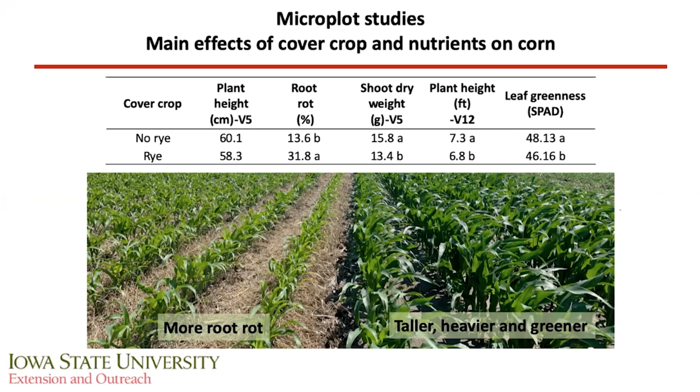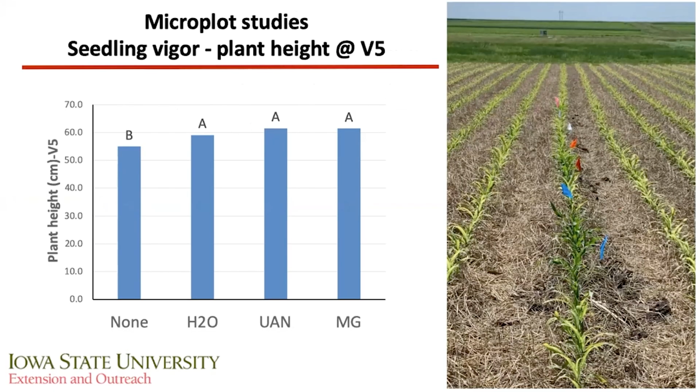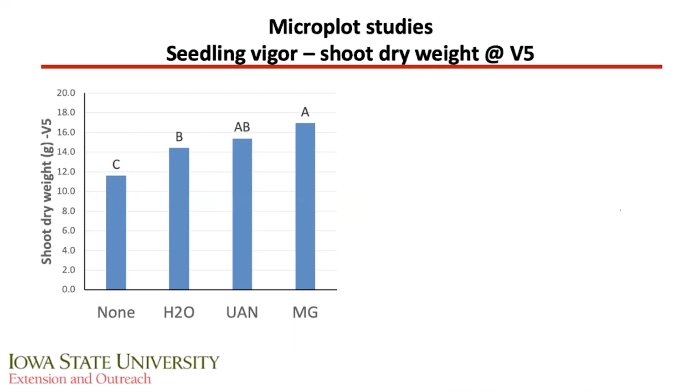Now, when we go in and we look at how those treatments affected the growth of the corn, this is a picture of the plots from this year, and I think that you'll agree that there's some striking differences there. You can see that the plants are greener and taller in some of those microplots. And then the data that I'm showing is from 2019. But what you see is that, first of all, in the plots that receive water or UAN or Miracle Grow, the plants were taller. The plants were also heavier or bigger where they received those treatments.